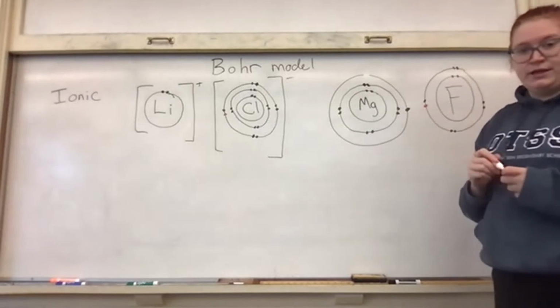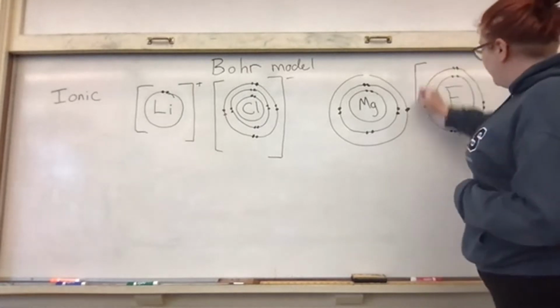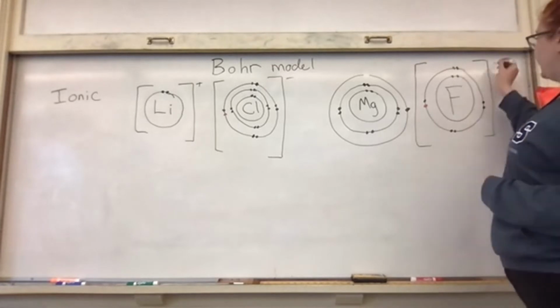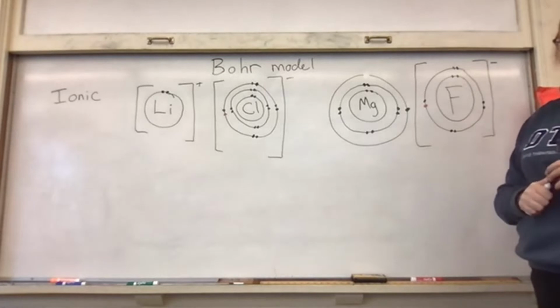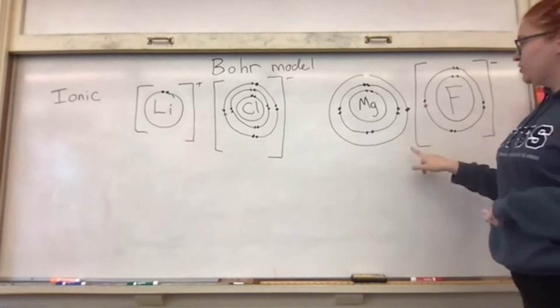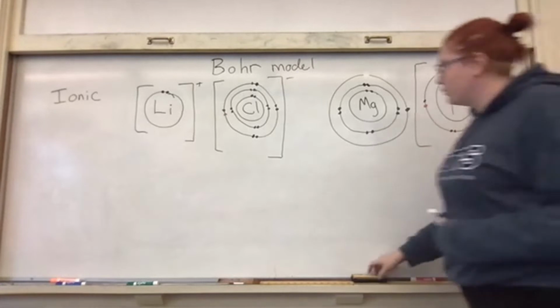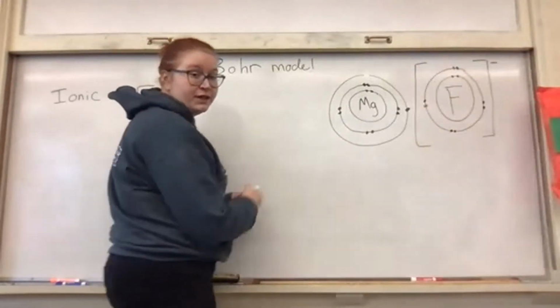This fluorine is great. It is happy. It is its most stable self, and it is an ion, a -1 ion. Remember, scientists are too lazy to draw ones. Okay, but what about this magnesium? It is not stable yet. What it's going to do is find another fluorine.